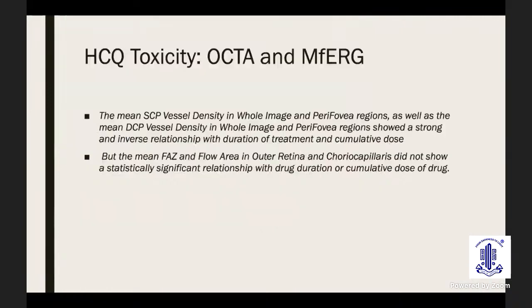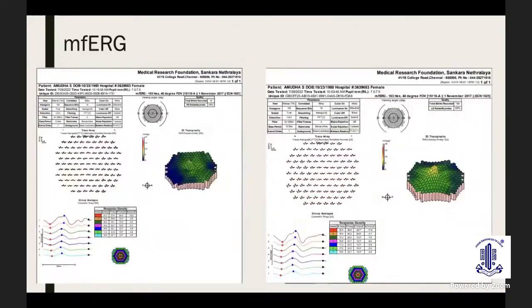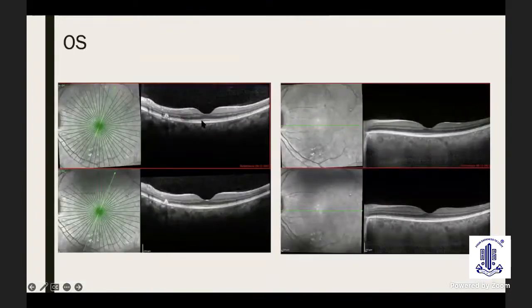So as you would know, SDOCT forms one of the most important parameters advised as a screening tool, but OCTA can be even more sensitive. This is an example of a patient who was on HCQ for a long time. Though the vision is almost preserved, you can already see that multifocal responses are slightly less, especially in the central two rings. Ellipsoid is okay, SDOCT almost looks all right.